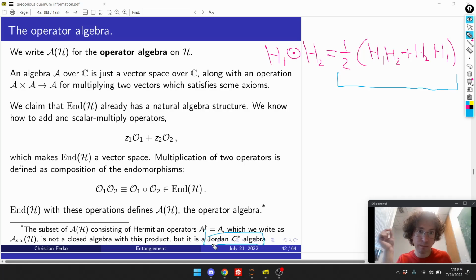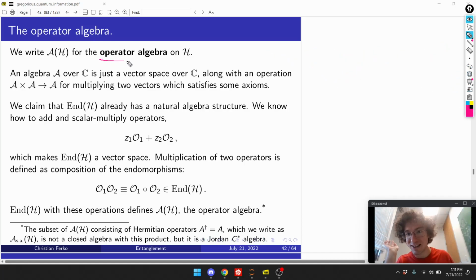So I thought when Tom writes A of H, he meant the Jordan C-star algebra associated with Hermitian observables and this product. That's not what he means. He means a much simpler thing. He means this operator algebra, A of H, with the usual product and including non-Hermitian operators. So all operators, that's it.